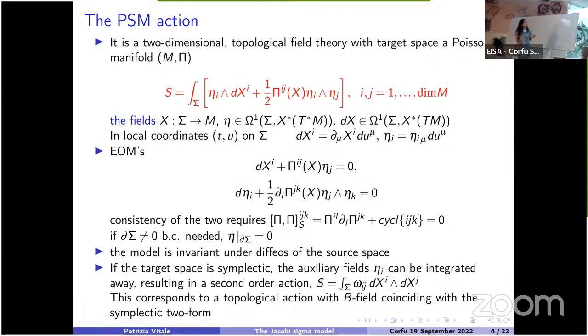In local coordinates, maybe it is more transparent what these objects are. So the index i goes from 1 to 2, u0 is t, u1 is u. One can look for the equations of motion. One gets these two equations here. And if one checks the consistency of the two, one obtains that the two are consistent if Pi is a Poisson tensor, namely if the Schouten bracket of Pi with itself is zero.